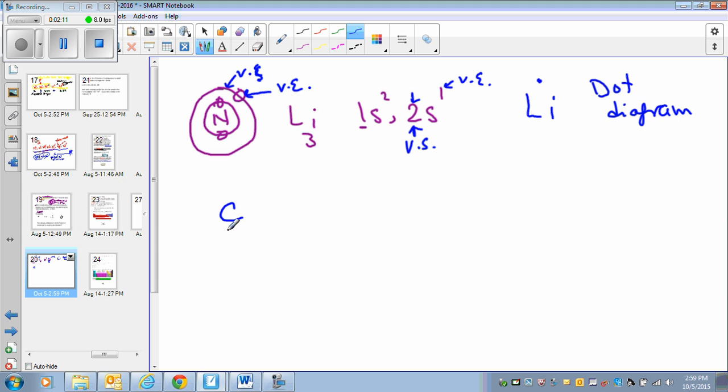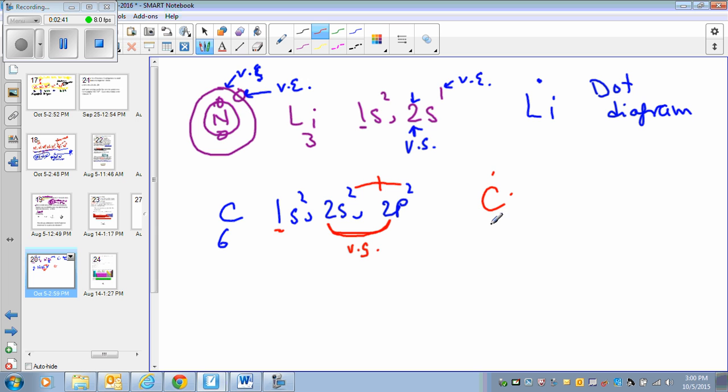Okay, let's do carbon. Carbon has 6 total electrons, so 1s2, 2s2, and 2p2. So how many valence electrons does carbon have? This is the second energy level. You're looking for the biggest number, and then I'm going to add the electrons together. So carbon has 4 valence electrons in the second energy level. This is the valence shell, and these are the valence electrons. So I draw carbon, and 1, 2, 3, 4. It doesn't matter which way you go or where you start from, clockwise or counterclockwise. But what matters is you don't want to sprinkle them around. You have to go in the 4 corners.